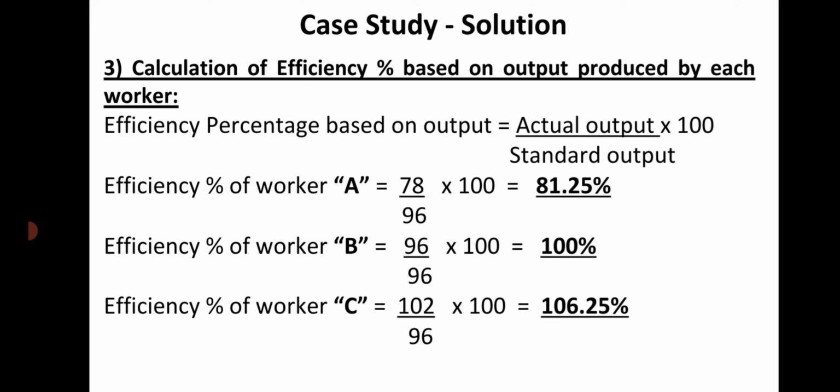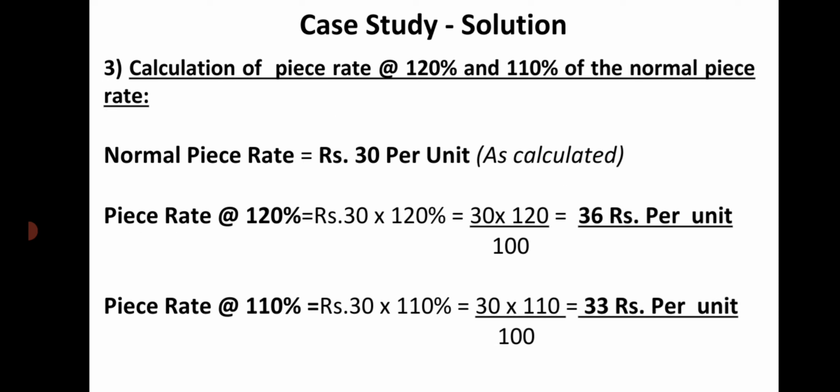Actual efficiency is based on output: actual output divided by standard output into 100. For A, 78 units divided by 96 into 100, efficiency will be 81.25%. For B, 96 units divided by 96 standard output into 100, efficiency will be 100%. Efficiency of C, actual output 102 divided by 96 into 100, efficiency is 106.25%.